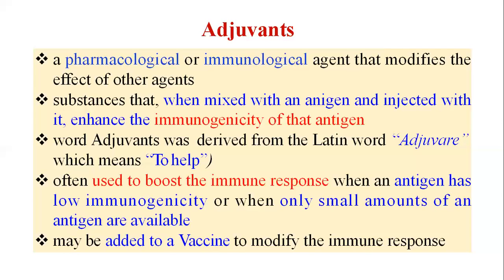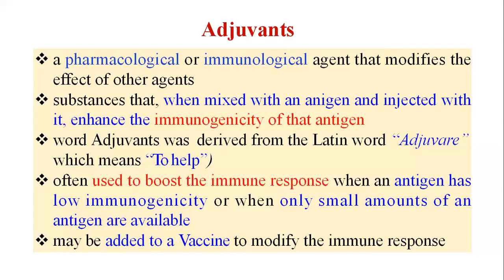This particular word was derived from a Latin word, adjuvare. Adjuvare, its English meaning is to help, to assist. So these molecules are actually assisting the antigens to boost up their immunogenicity in the host. So that is why they are called adjuvants. Actually, what they are doing is boosting the immunogenicity of the antigen. Side by side, they also boost the immune response.